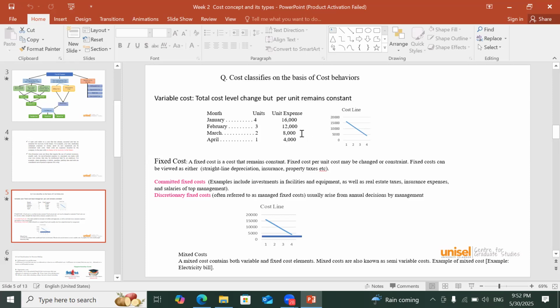Variable cost we can call a slope cost. Slope means the line slopes gradually from up to bottom. So variable cost we can call a slope cost. Okay. Another is a fixed cost.